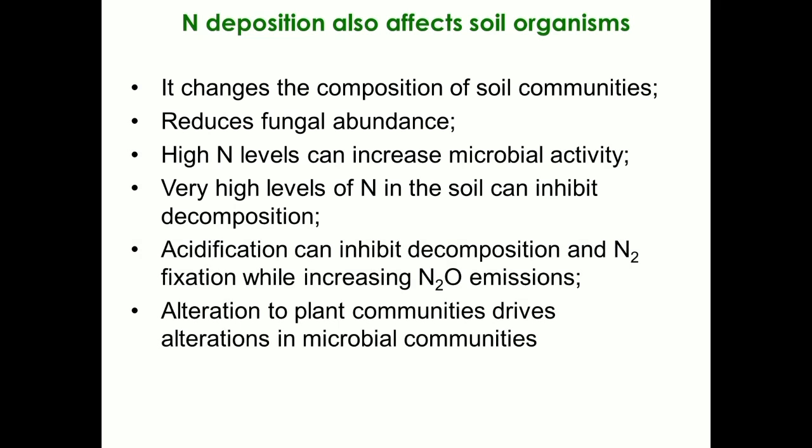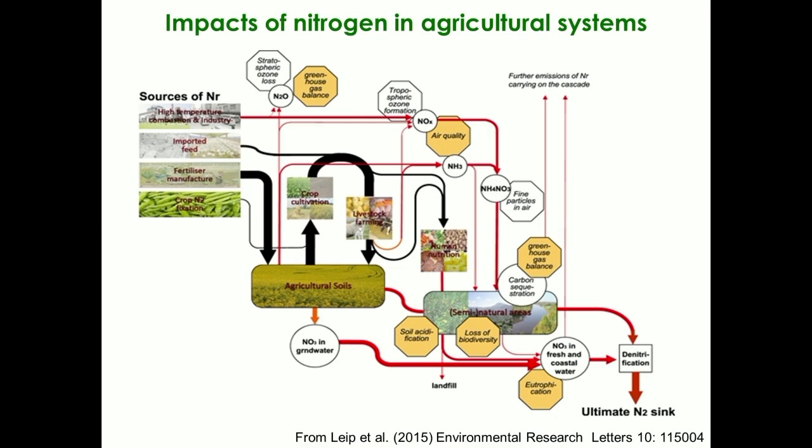And then finally, as plant community composition changes, this also alters microbial composition, because there's a really tight relationship between plant community structure and microbial structure, because plants are providing carbon for these microorganisms, and as they change, the microbe community structure also changes. So this figure just essentially summarises these key aspects of the nitrogen impacts.